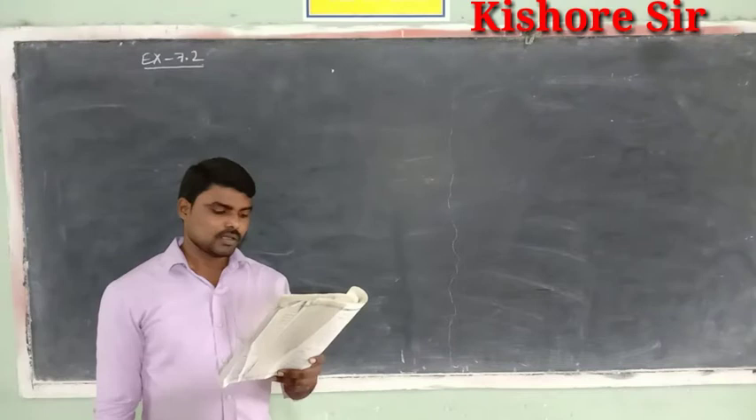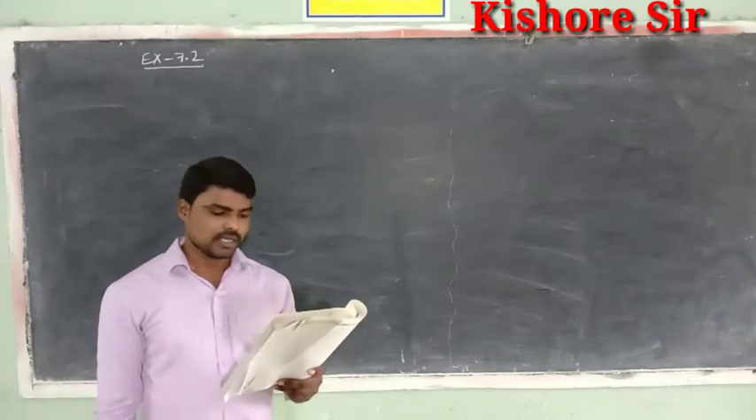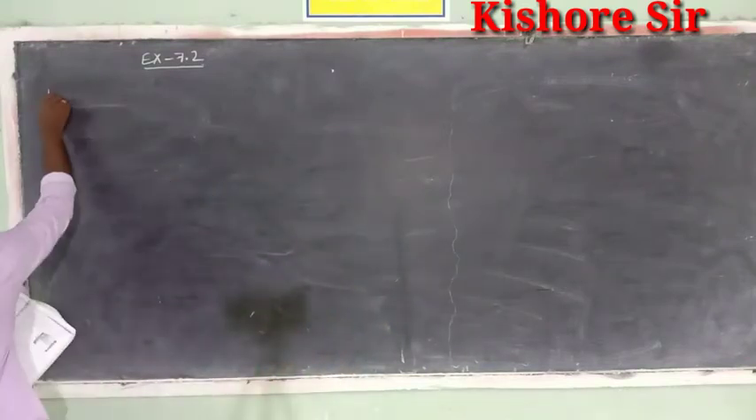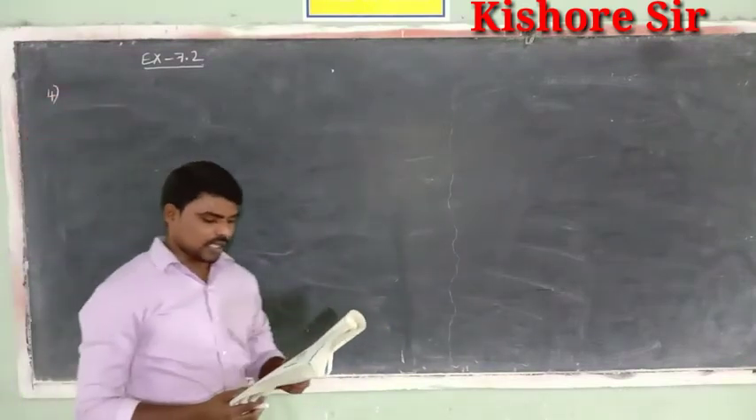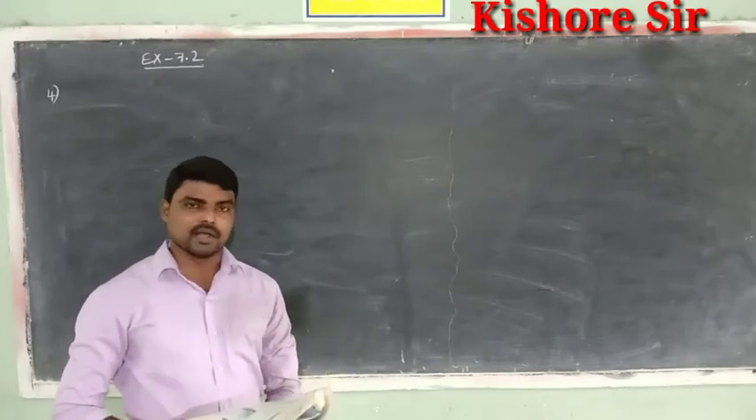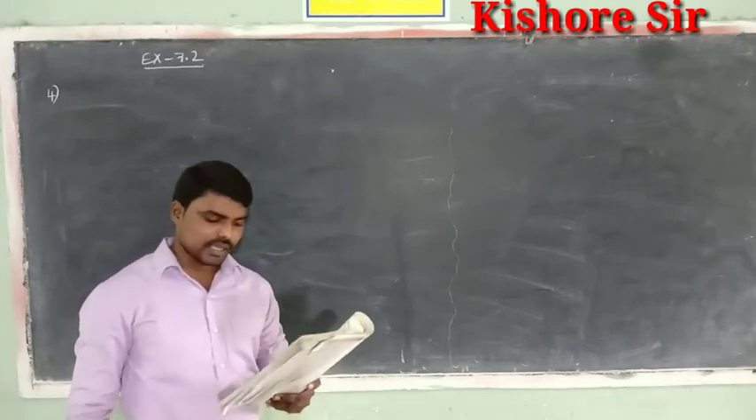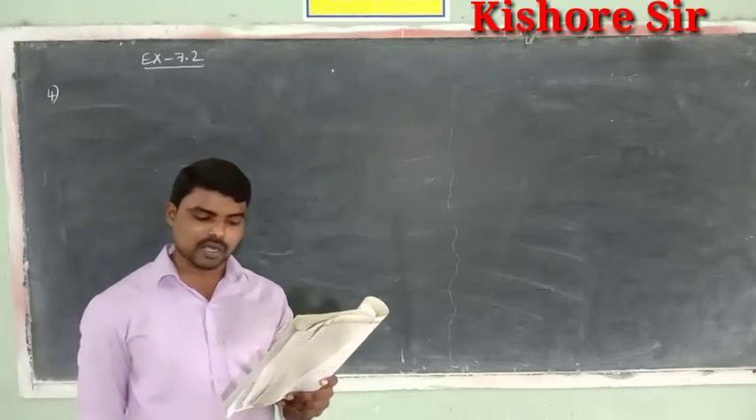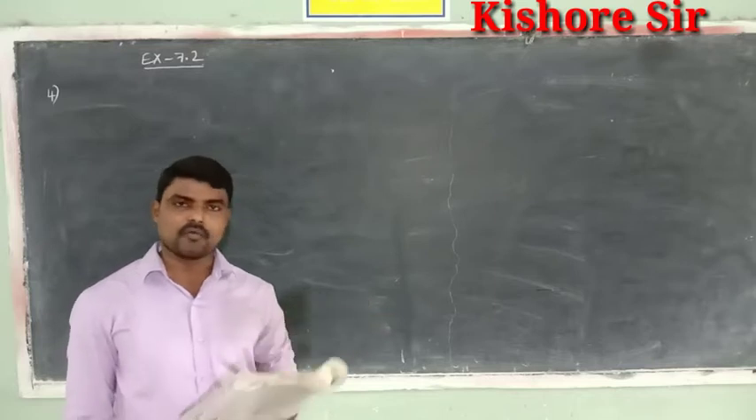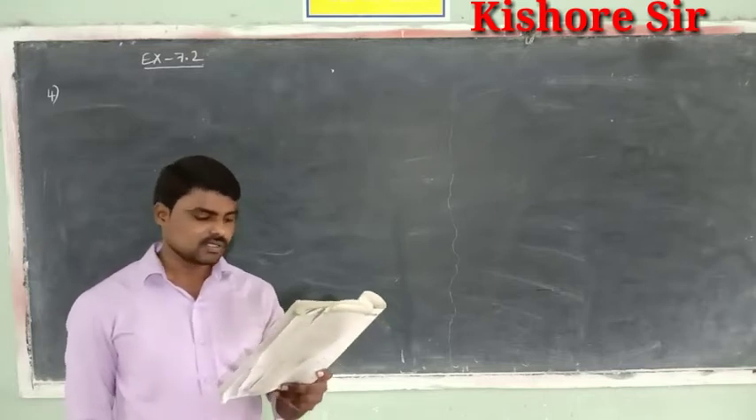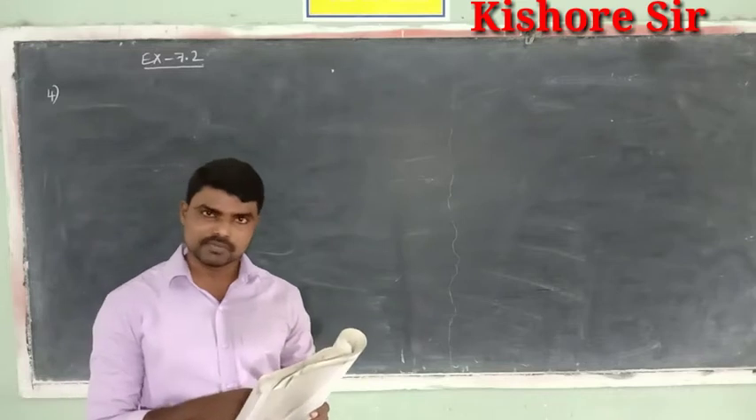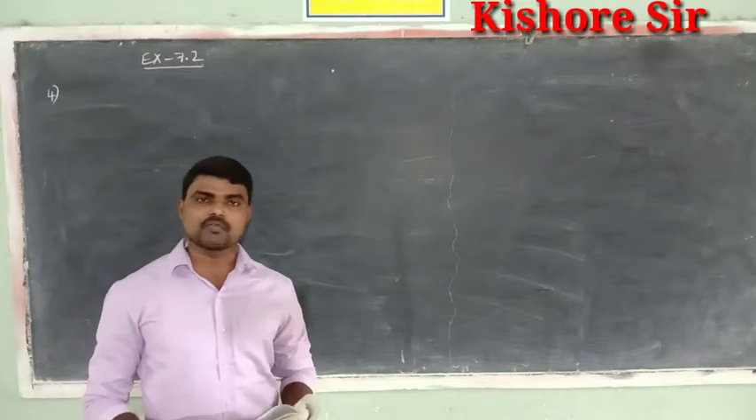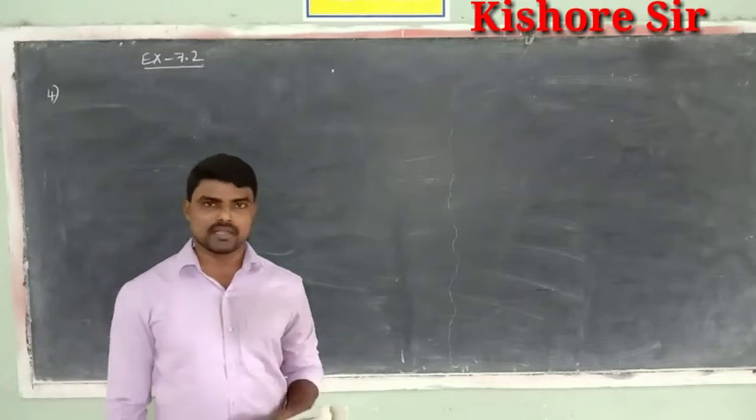Okay. Next, fourth problem in exercise 7.2, problem number 4. If (1, 2), (4, y), (x, 6) and (3, 5) are the vertices of a parallelogram taken in order, find x and y. See here, 4 points are given. These 4 points are the vertices of a parallelogram. Then we have to find x and y values.